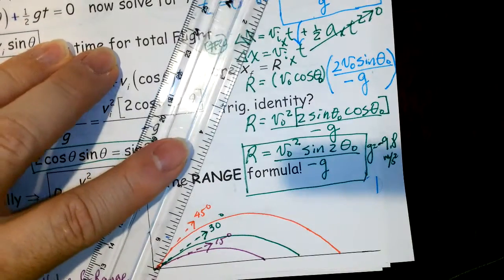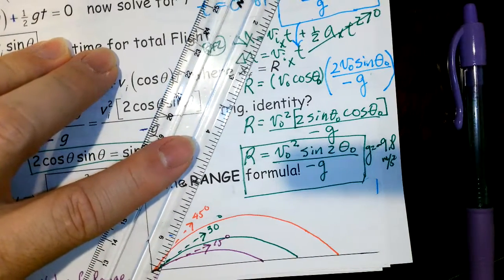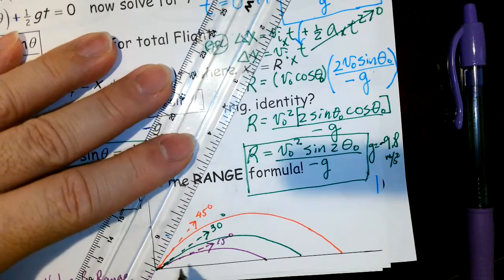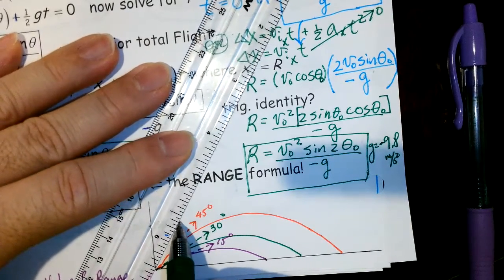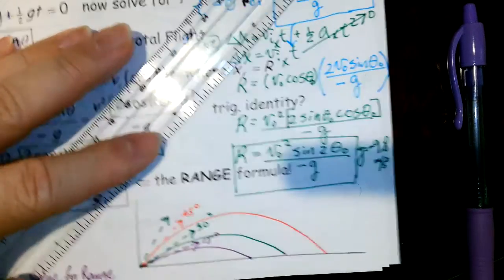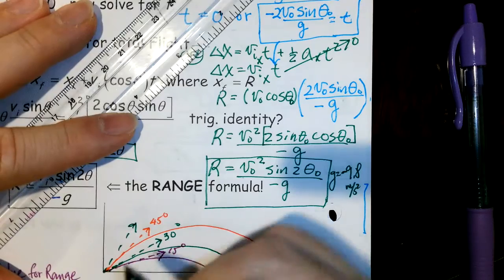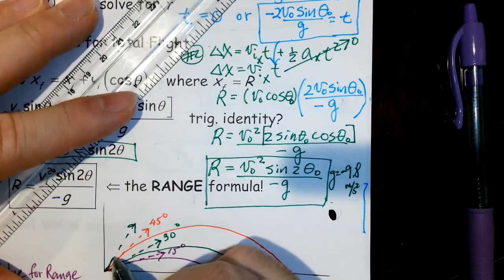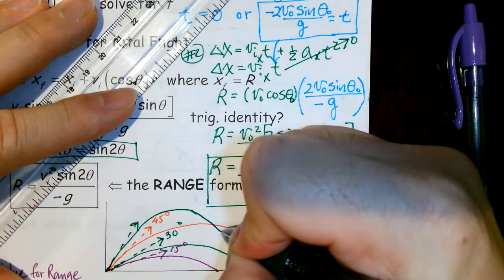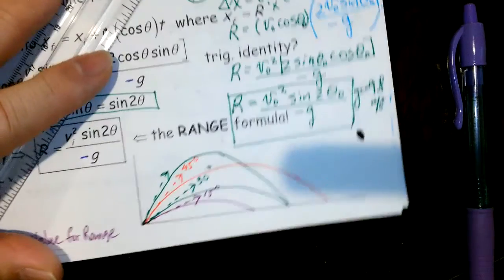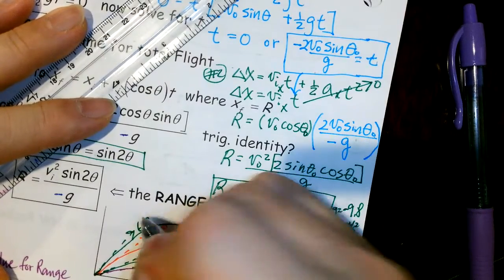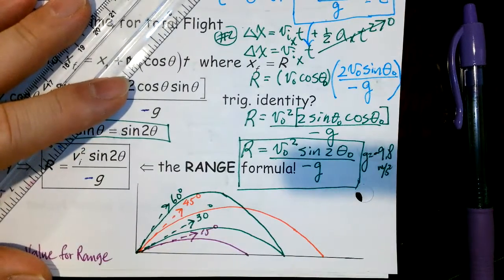If you go higher than 45, let's say like 60 degrees, it will definitely go higher than 45, but not as far as 45. Matter of fact, it'll go the same as 30, the complementary angle.